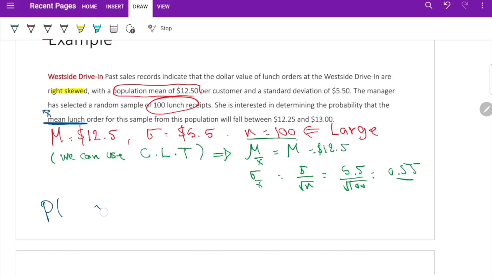So she wants to know whether the X bar of this sample from this population is going to be between the two values, 12.25 and $13, or no? Or she's going to find the probability, not just yes or no. She wants to know the probability that the mean lunch for this sample from this population is within $12.25 and $13, right? And we can use NormDist.